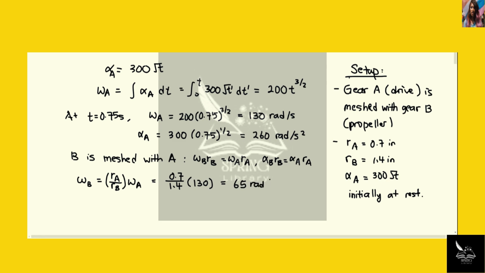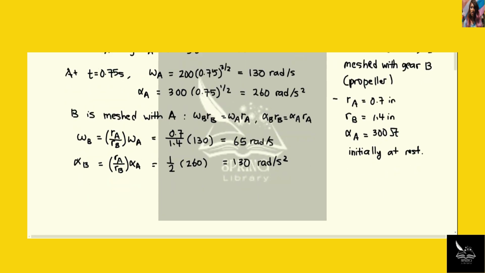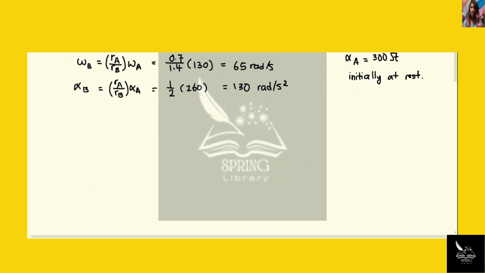And then alpha B has a similar relationship, RA divided by RB times alpha A. Here you can see that it's just half times 260, and you get 130 radians per second squared. Now we can proceed to find the magnitudes of the velocity and acceleration at point P.